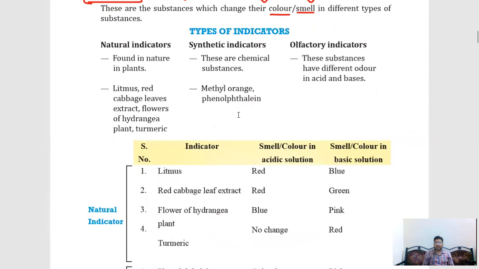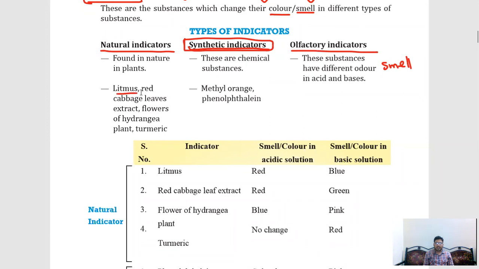Now, there are 3 types of indicators. Natural indicator. What is meant by natural indicator? Which are found in nature and in plants. Synthetic indicators, which are chemical substances, man-made. Olfactory indicators, these are the substances which have different odor. Odor in the sense, smell will be changed if it is added to acid and base. So natural indicator, synthetic indicator, olfactory indicator, these are the 3 types of indicators. Most of the time we'll be discussing synthetic indicators. Found in nature, that is natural.